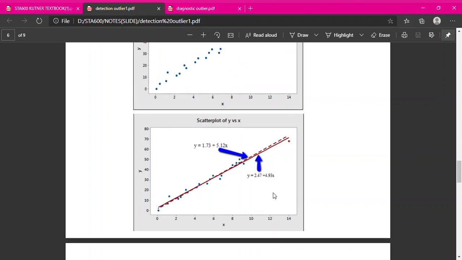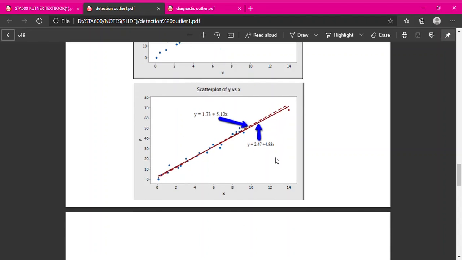So kita tengok kat sini, bila ada this point, bila tiada this point, the value is 1.73. Tapi bila ada this red data point, okay, the value will be y equal to 2.47 plus 4.93. Tak ada beza sangat dia punya slope. So we can say that this high leverage point not an influential observation. So no need for us to delete this data from the dataset.